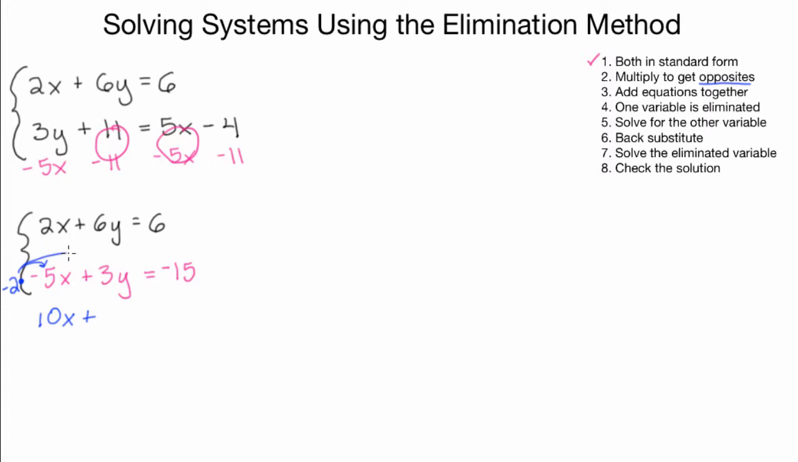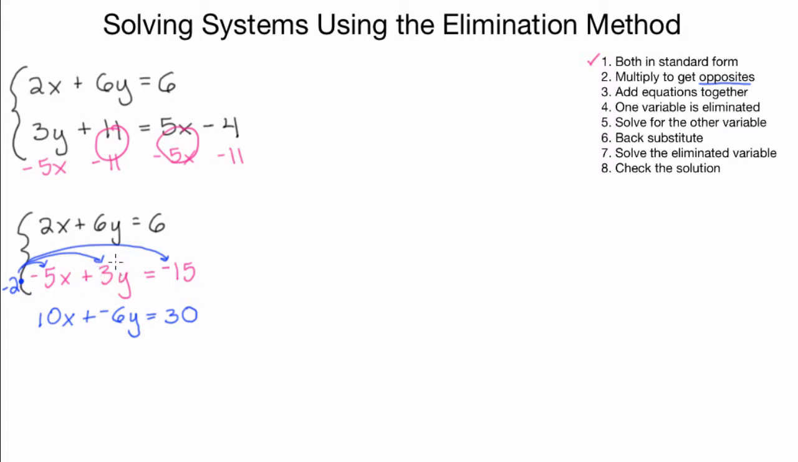Then that negative 2 is going to multiply by the 3y to give me negative 6y equals, and then that negative 2 also multiplies by the negative 15 to get positive 30. So this would be, I want to again point out, make sure you're multiplying every term on both sides of the equation by whatever you want to multiply by.